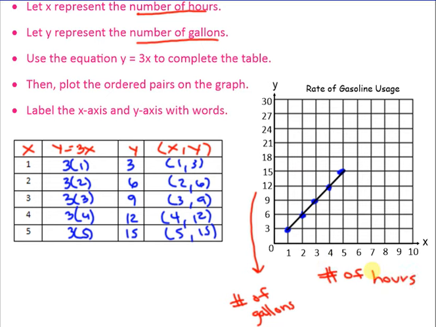All right, go ahead and hit pause if you're not done. Okay, so you should have ended up with the ordered pairs 1, 3, 2, 6, 3, 9, 4, 12, and 5, 15. And then your y-axis should have been number of gallons, your x-axis should have been number of hours, and your graph should have looked like mine. It should have been a linear equation here, and it should have been perfectly straight.